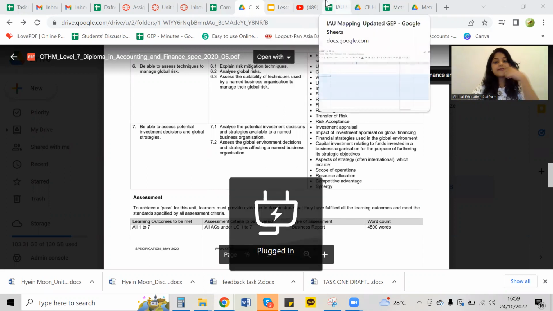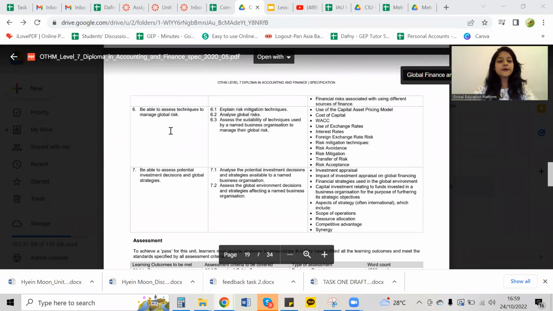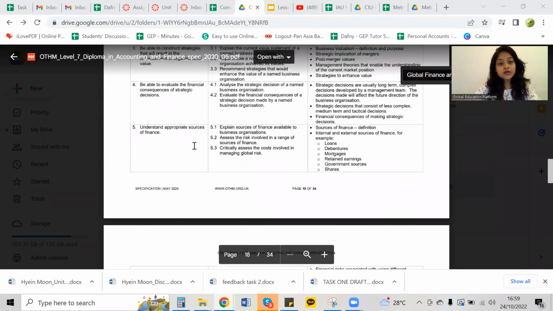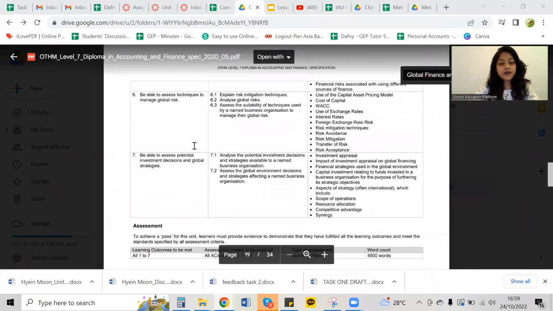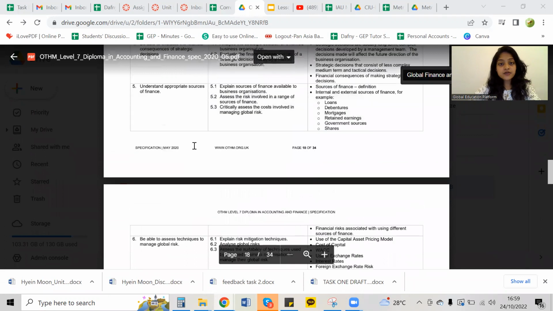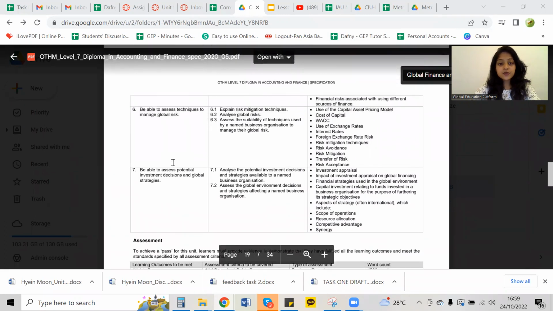So today will be your seventh class, and this is your specification here. We'll be mainly covering learning outcome 6. We have covered up until 5. We've discussed the different types of risks and so forth. So today we will be looking at the risk mitigation techniques, the risk in the context of the global, the international markets. So we will be looking at all of that.